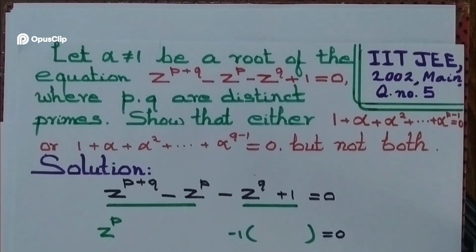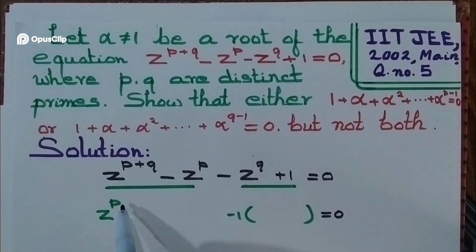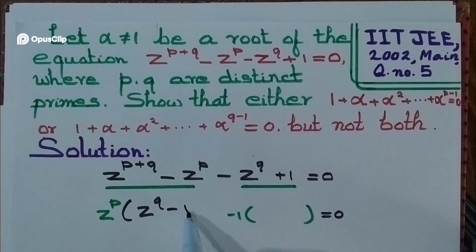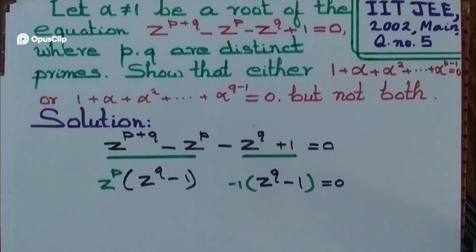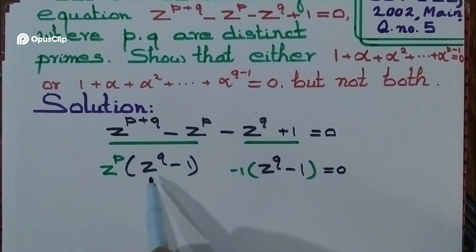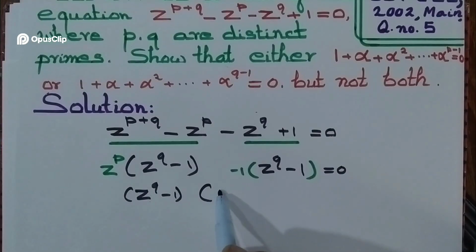Observe that we can factorize it by just taking z to the power p common, and we will be left with z to the power q minus 1, and then taking minus 1 common, again we will be left with z to the power q minus 1. You see that we can take z to the power q minus 1 common once again. When we do so, we will be left with z to the power q minus 1 and z to the power p minus 1. This product is exactly equal to 0.